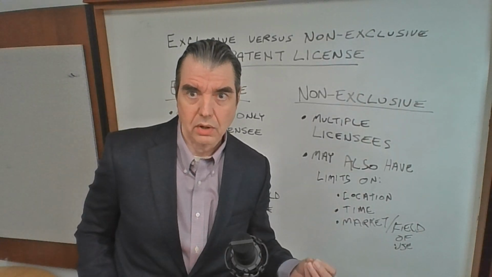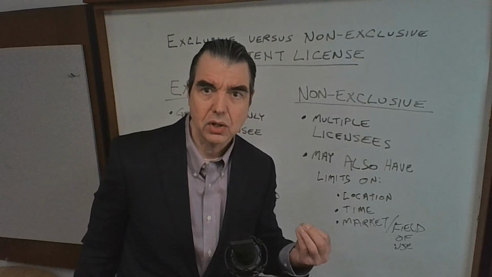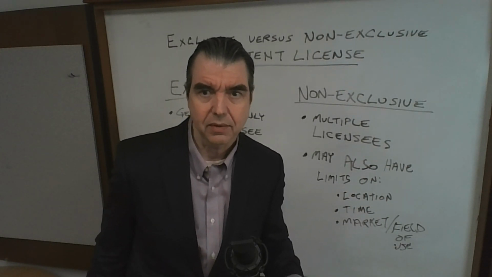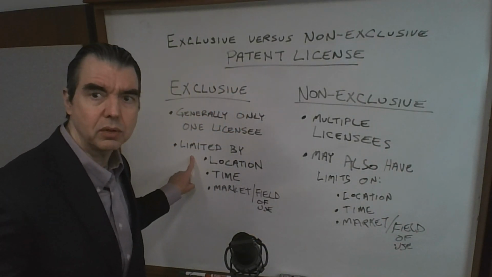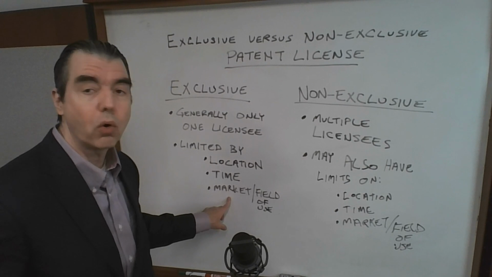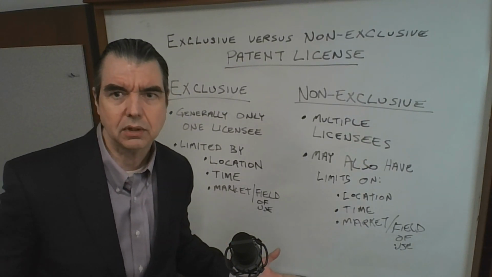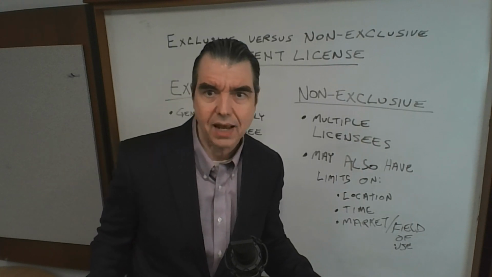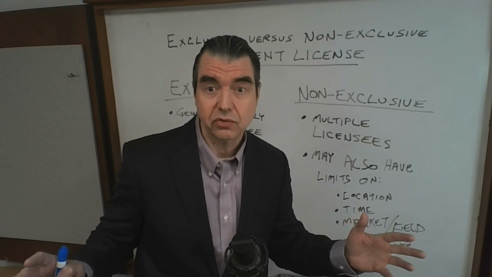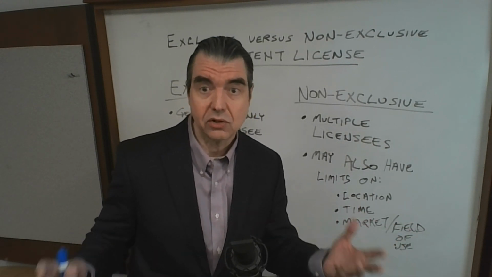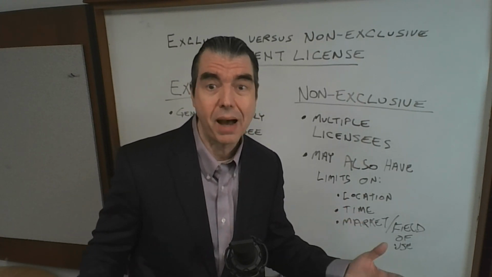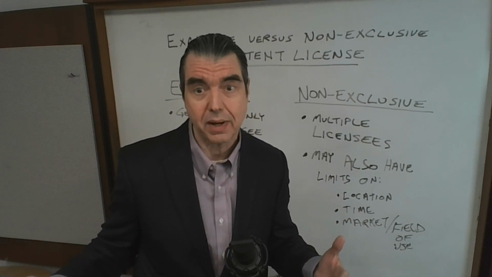One other thing to understand about an exclusive license is that in most cases, usually there will be some limitations put on that license. In other words, the limitations could be limiting the exclusive license by location, time, or market or field of use. And there could be other limitations as well. But by location, for example, you might limit the licensee to using or selling the patented product only within certain states in the United States. Or if it's an international deal, you might limit that licensee to selling the licensed product only within the boundaries of the United States, but not in other countries where you may have patent rights.